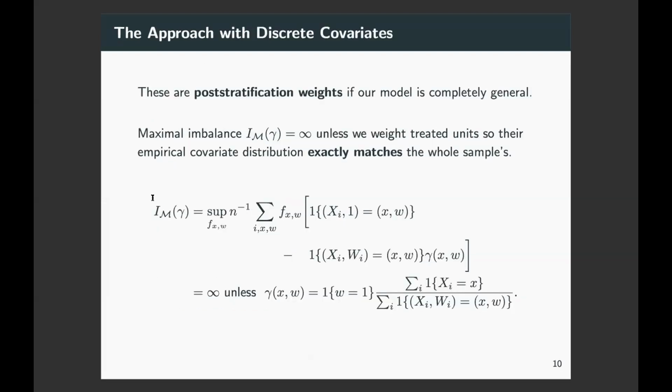So let's look at what happens a little more concretely with some of this stuff. If we have discrete covariates, we maybe can get away with a completely general model. That is a model that says our regression error function could be any function of the covariates outright. And if we let things be this general, the maximal imbalance will be infinity unless we weight treated units so their empirical covariate distribution exactly matches the whole sample. The point is, because we're completely unconstrained, if there's any difference at all, we can just blow up that difference to infinity.